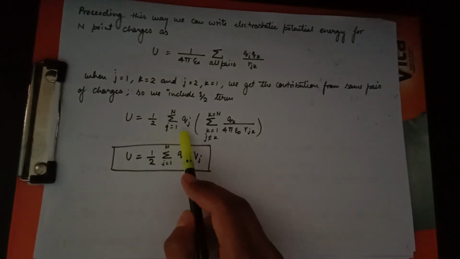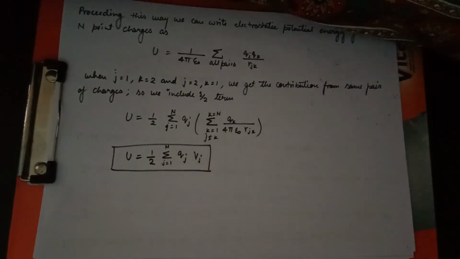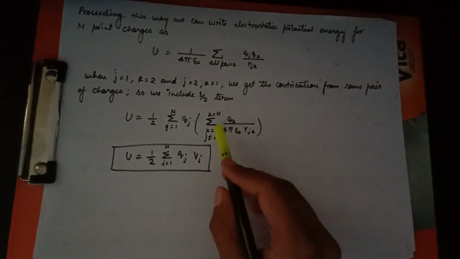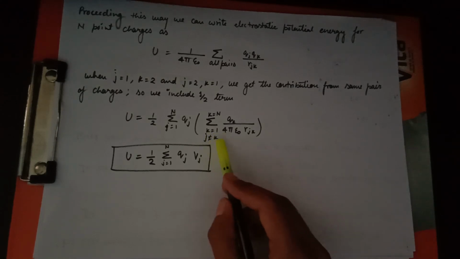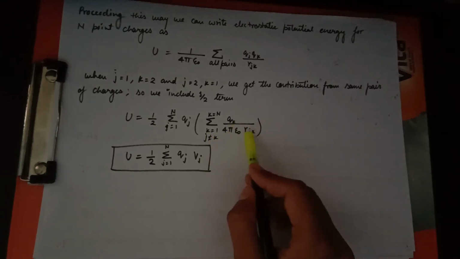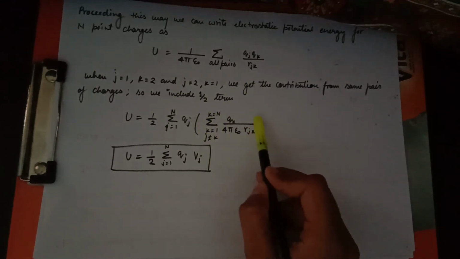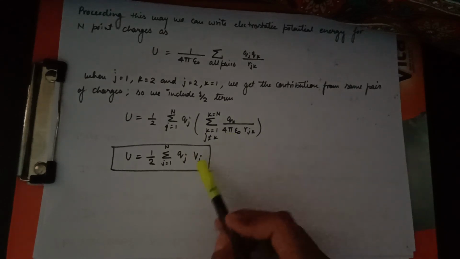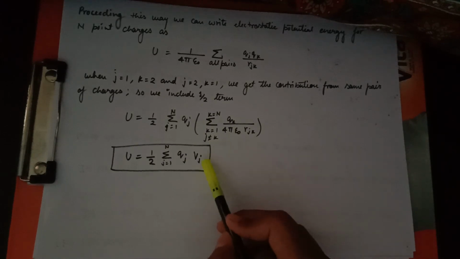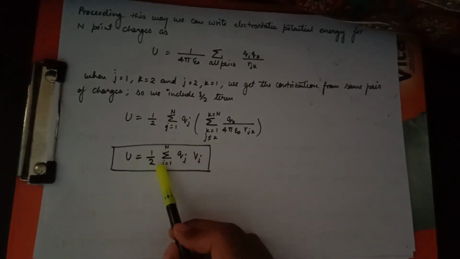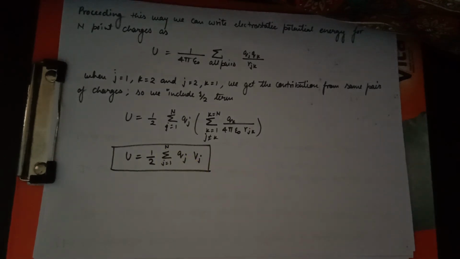U is equal to 1 upon 2, summation of j equals 1 to n, qj, which we take outside, and inside it, k equals 1 to n where j is not equal to k, qk divided by 4 pi epsilon naught rjk. This whole term we can write as Vj, as V is equal to 1 upon 4 pi epsilon naught, q divided by r. This term we can write as Vj. So U is equal to 1 upon 2, summation j equals 1 to n, qj Vj.